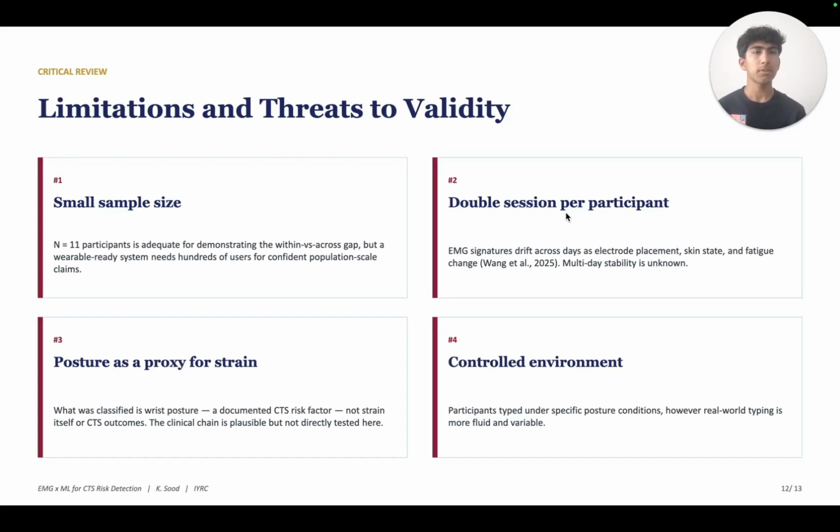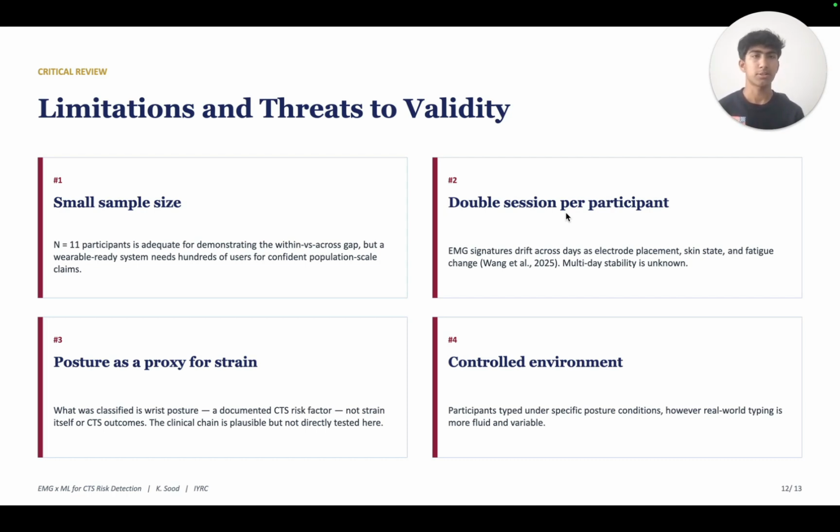There are a couple of limitations to this project. First, the project had a small sample size of 11 participants. Second, only 2 sessions were conducted per participant, so long-term signal stability was not investigated. Third, carpal tunnel syndrome directly was not tested here. And fourth, participants typed under specific conditions, but real-world typing is more fluid and variable.